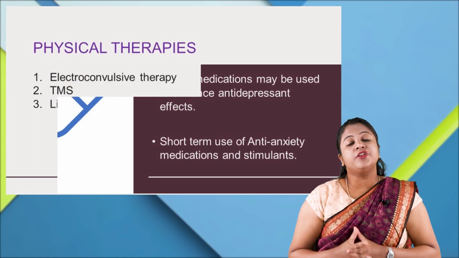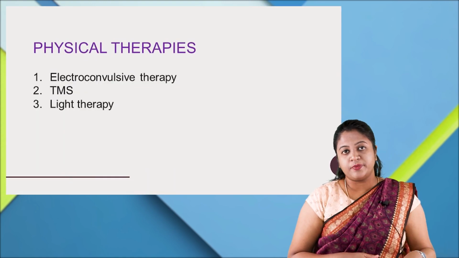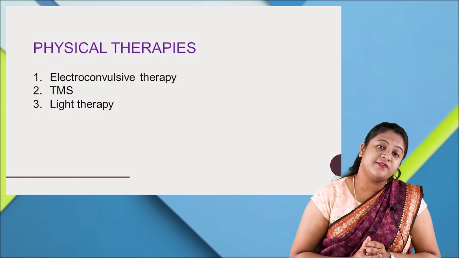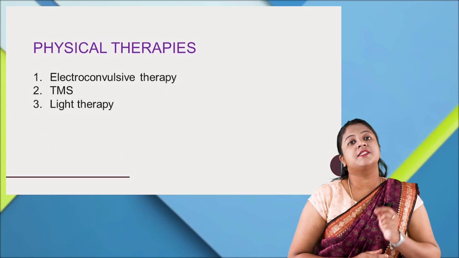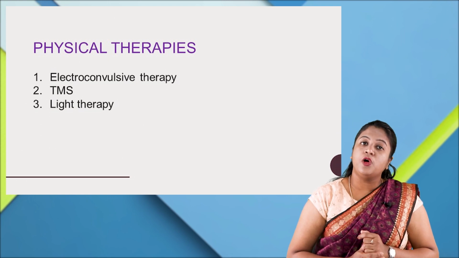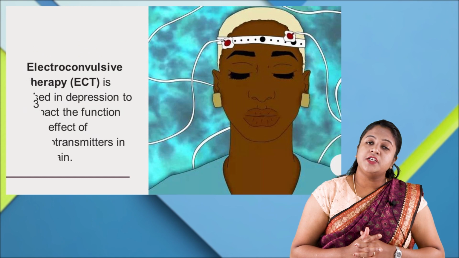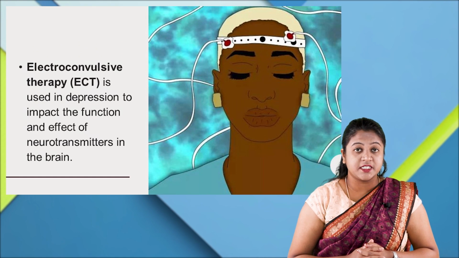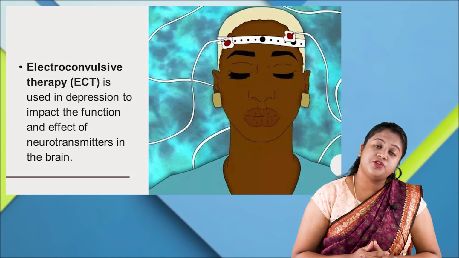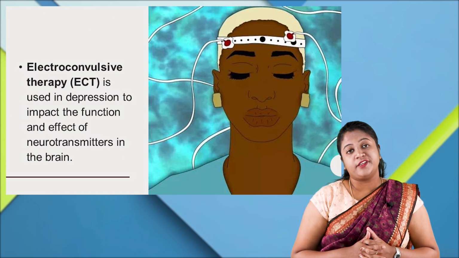Right? Moving on to the physical therapy. In case of depression, it's not only electroconvulsive therapy that we use; we use other physical therapies like the light therapy and also the TMS. The first physical therapy we have is the electroconvulsive therapy, ECT. It is used in depression to bring about the alteration in the neurotransmitters.